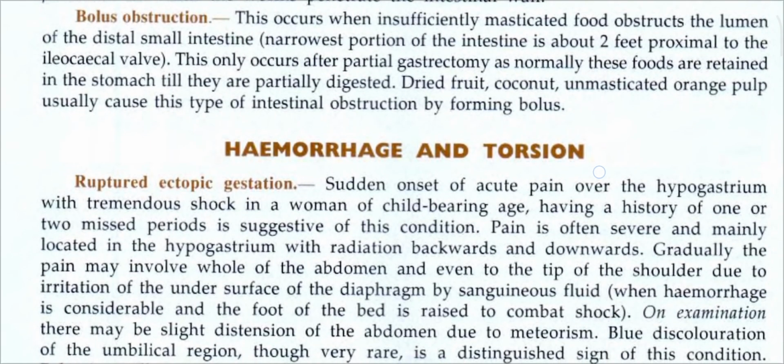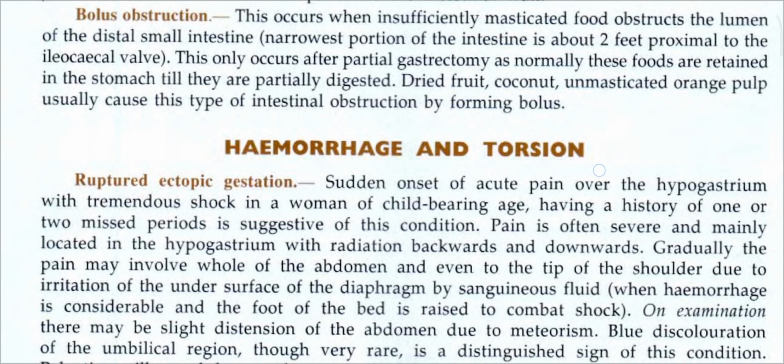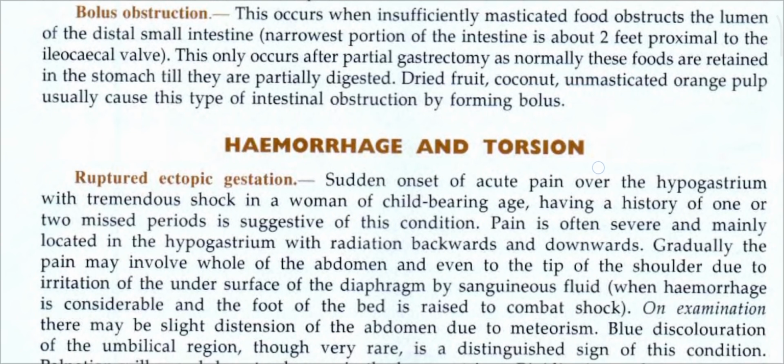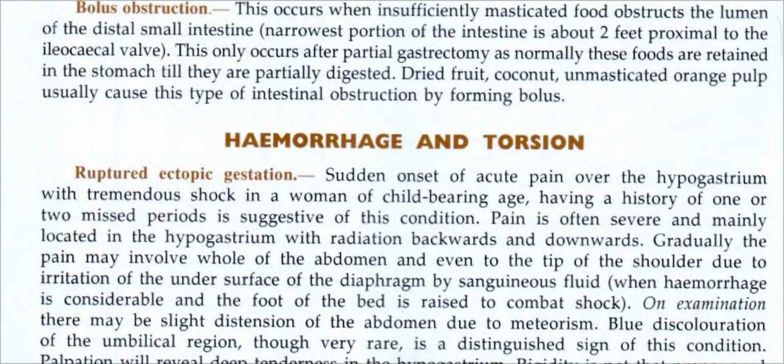Bolus obstruction. This occurs when insufficiently masticated food obstructs the lumen of the distal small bowel. The narrowest portion of the intestine is about 2 feet proximal to the ileocecal valve. This only occurs after partial gastrectomy, as normally these foods are retained in the stomach until they are partially digested. Dried fruit, coconut, and unmasticated orange pulp usually cause this type of intestinal obstruction by forming a bolus.